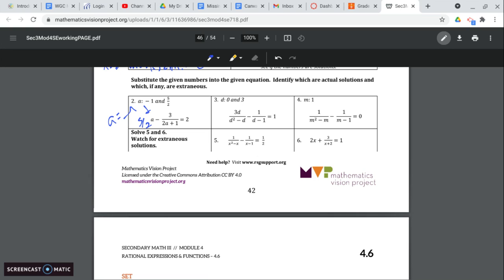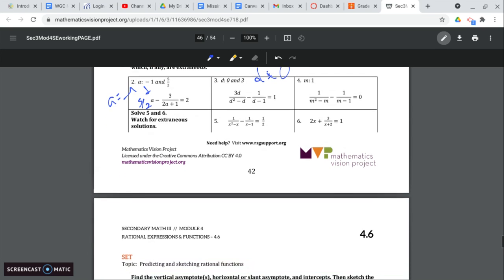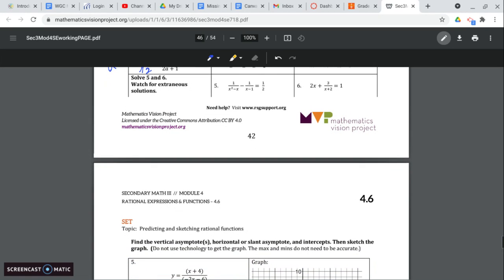0 is 0. So d equals 0 is our extraneous solution because d can't equal 0. And then for 3, 3 squared is 9, minus 3 is 6, so that's good. And 3 minus 1 is 2, so 3 does work. So same idea as what you'll do on number 4.